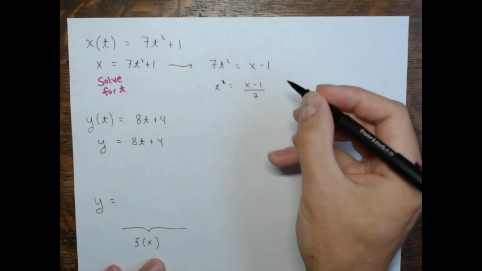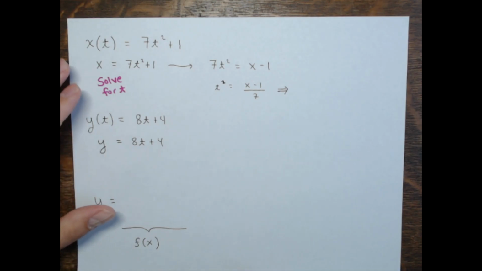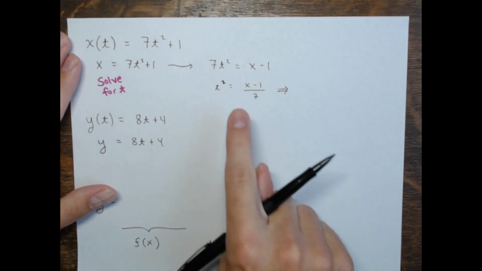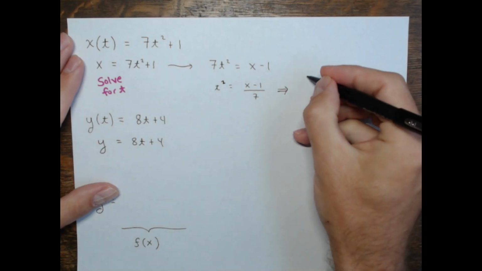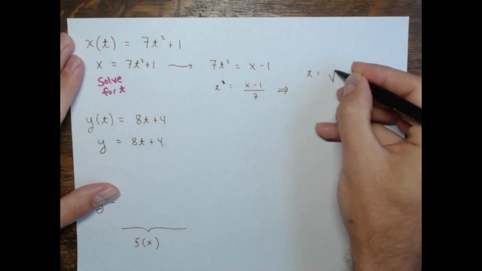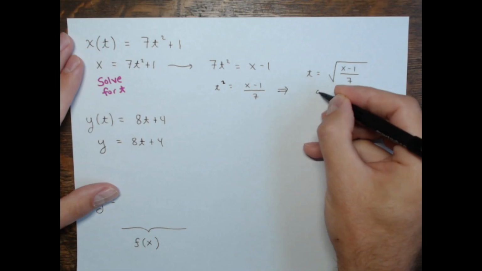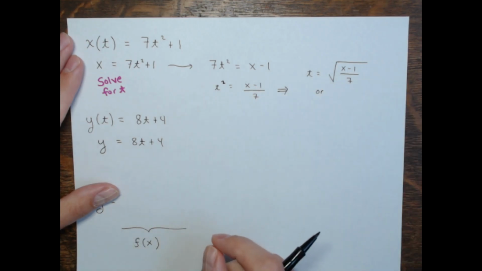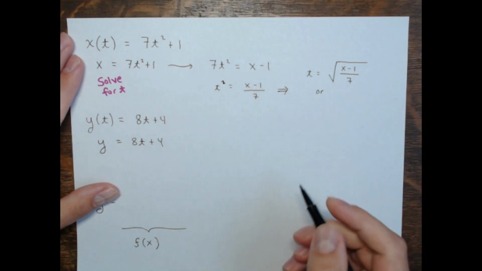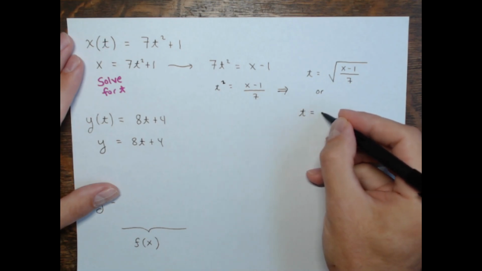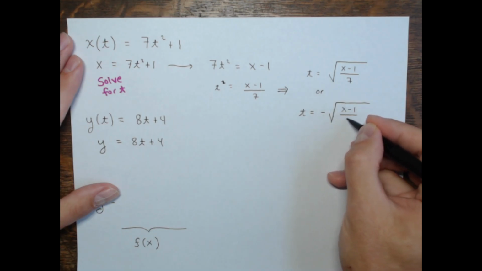And then you might remember your square root property. This is why they have the plus or minus there in the problem. When I solve for t, t could be the positive square root of this x minus 1 divided by 7, or it could be the opposite of that, right? Both the positive square root and the negative square root when squared would give me this x minus 1 divided by 7. So t could also be the negative square root of x minus 1 divided by 7.